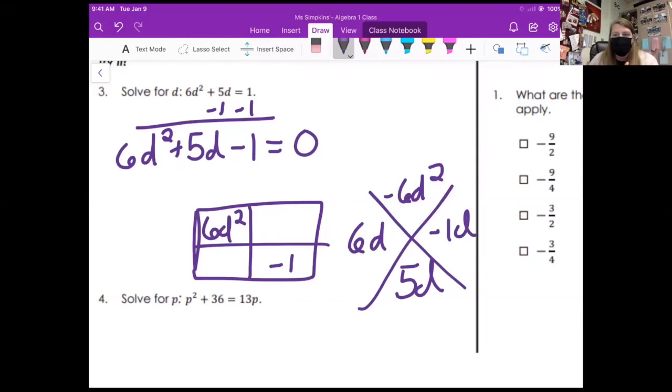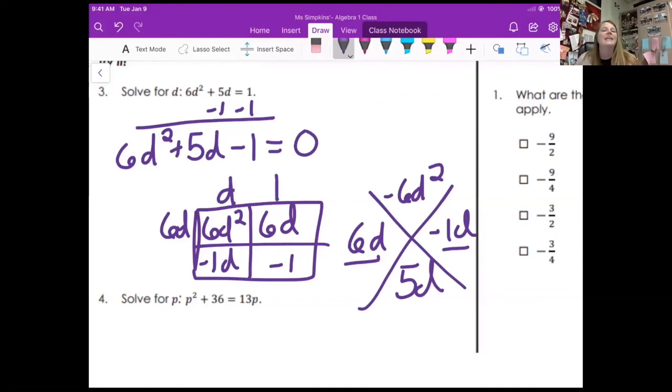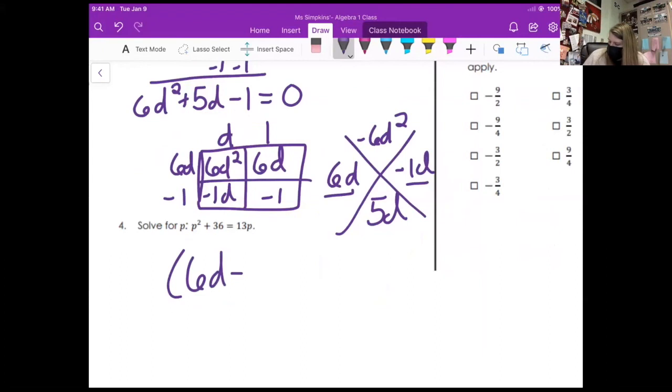Did you have that? What I have in my X? 6D and negative 1D. That's why. So the 6 and the negative 1, I think you had as negative 6 and positive 1. When you fill in your boxes, you want to use these 2 things. So you'd put 6D in one of the boxes and negative 1D in the other. It should be D at the top. And then 6D times 1. Yeah, 1. Correct. And then on the side, it would be negative 1. 6D minus 1.